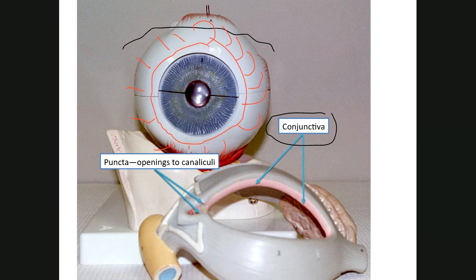So if you wear contacts or something like that, people think they lose their contact in their eye and it gets down around behind their eye. Well, that's impossible because there's this membrane that prevents anything from getting behind the eye. And here's that conjunctiva right here. So you can get an infection of the conjunctiva, an inflammation, and you get what's called pink eye or conjunctivitis.